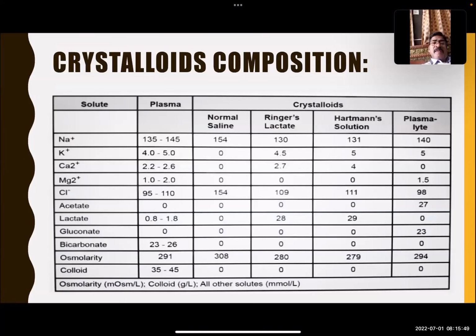The same is written here, that is normal saline composition, and Ringer lactate, Hartmann's and plasma composition. The difference between normal saline and Ringer lactate is that normal saline only contains sodium and chloride, whereas Ringer lactate contains all the ions like sodium 130 millimoles, potassium 4.5, calcium 2.7 millimoles, and chloride 109 millimoles.